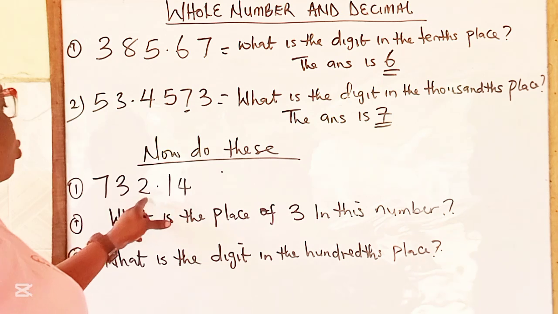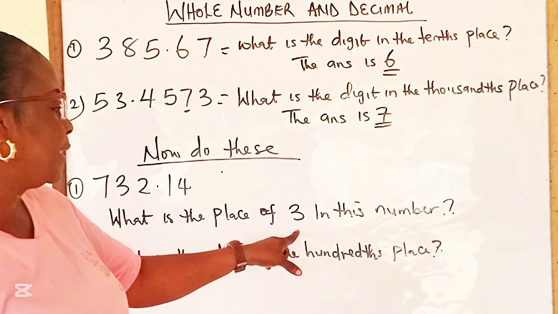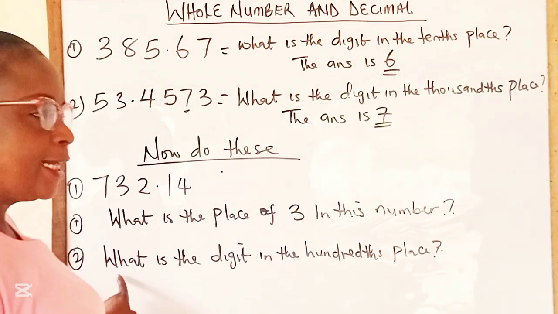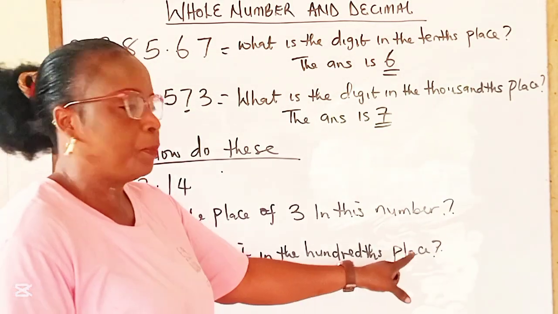Now do this. 732.14. What is the place value of 3 in this number? Then the next one, what is the digit in the hundredths place?